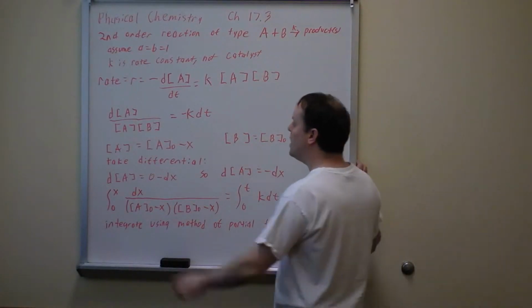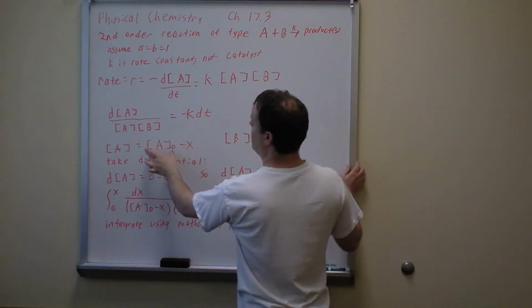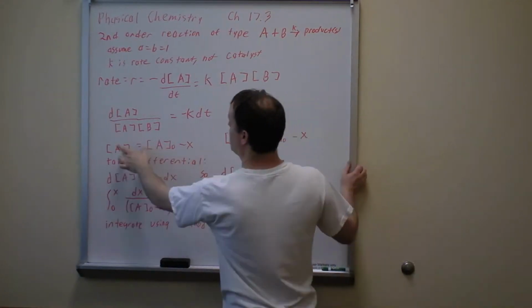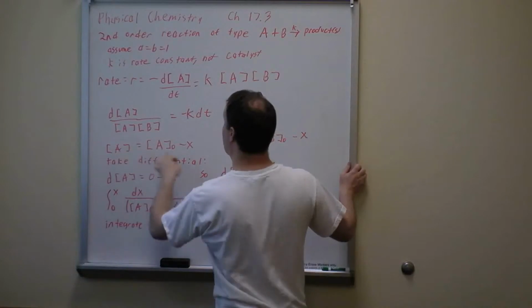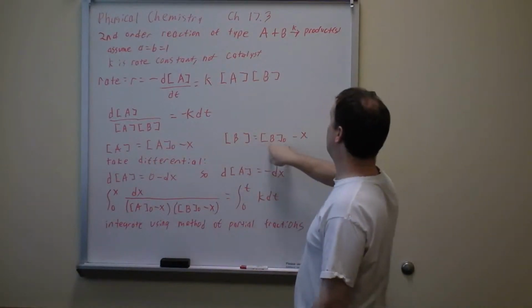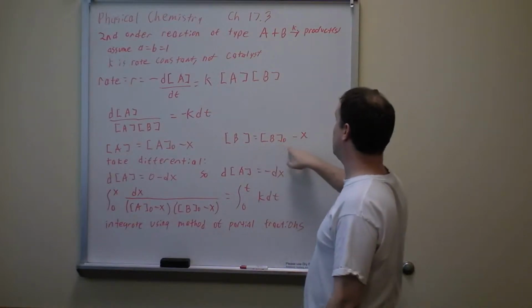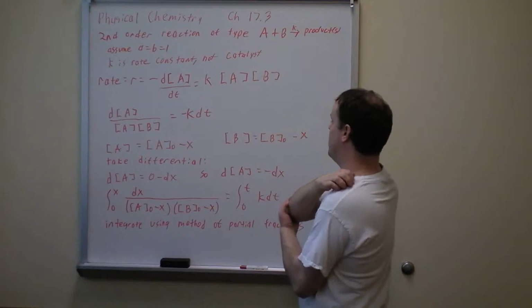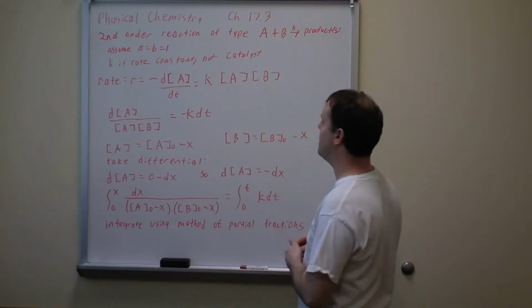Now remember, we start out with a certain concentration of A, and we're going to take something away. That's going to be equal to the concentration of A. So this is like delta A or something. Same with B. We're going to start out with an initial concentration of B and take something away. That's going to be equal to the concentration of B.